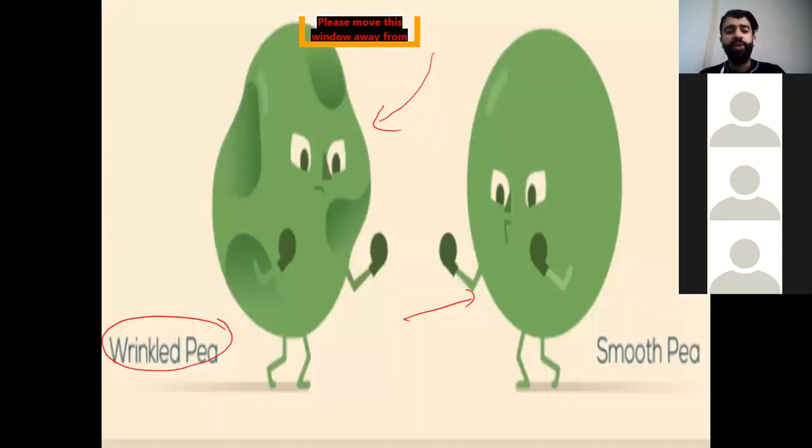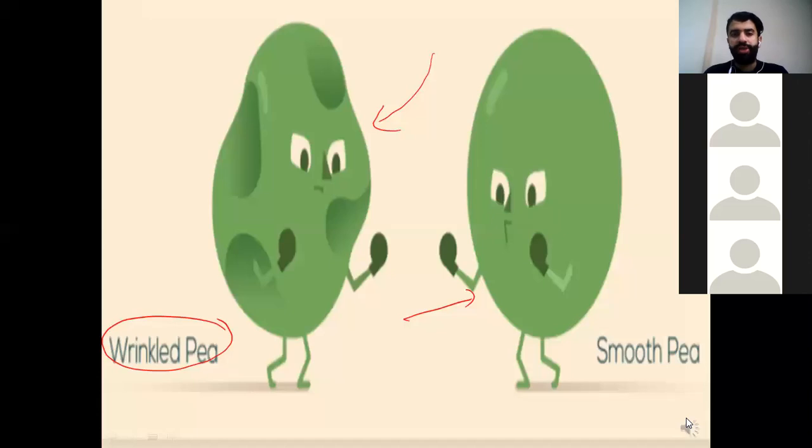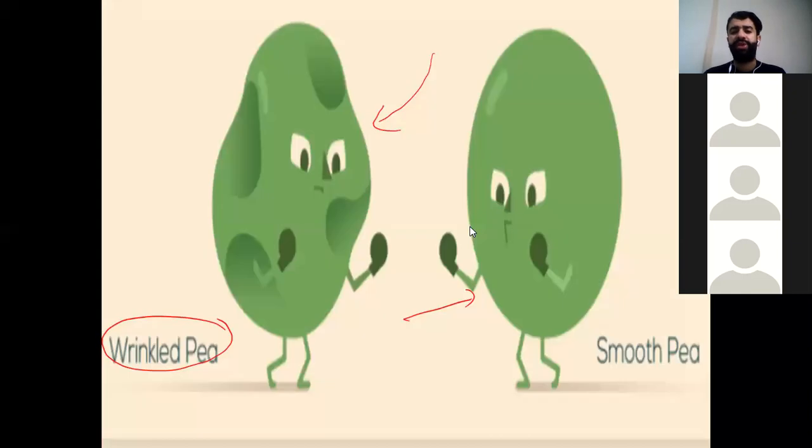So here they want you to go to the questions. Determine the dominant and the recessive alleles according to cross 1. Fadl, determine the dominant and the recessive allele in cross 1.